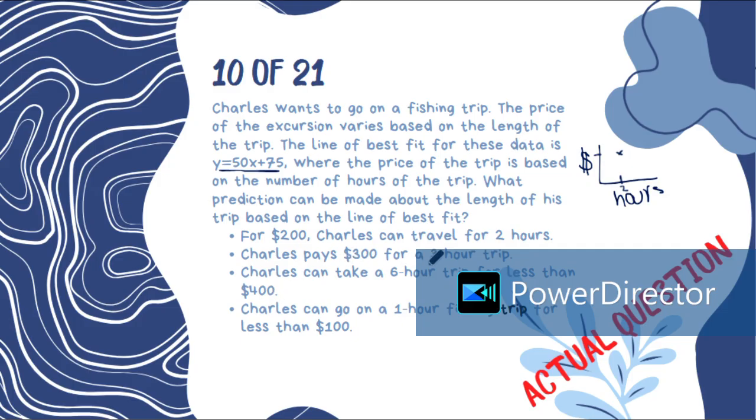Then you'd look at a 6-hour trip, so 6 hours and 400. This says you can take a 6-hour trip for less than 400, so that means the line would be under where 6 and 400 cross. And then it says you can go on a 1-hour fishing trip for less than 100. So that means you'd have one hour, $100, and the line would be under it. That would make that a true statement.